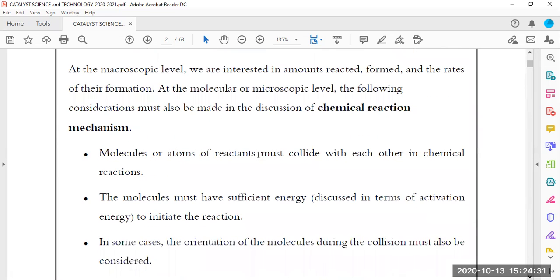Look at this word, this is important: collide. So we need a collision between atoms or molecules. We have a molecule A reacting with molecule B. We need them to have a collision between molecule A and molecule B. If there is no collision, of course, there would be no reaction. So molecules or atoms of reactants must collide with each other in chemical reactions.